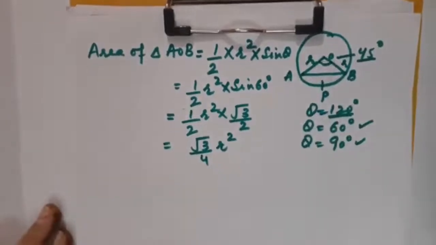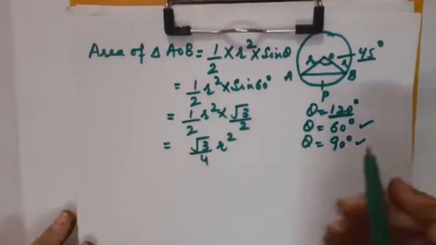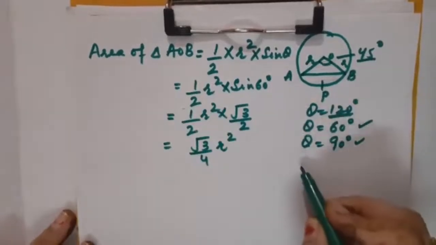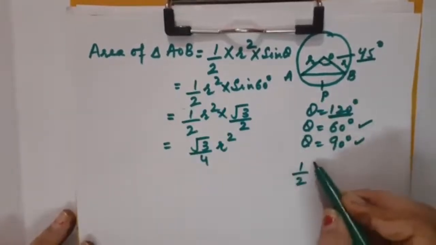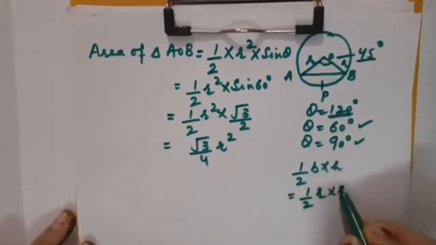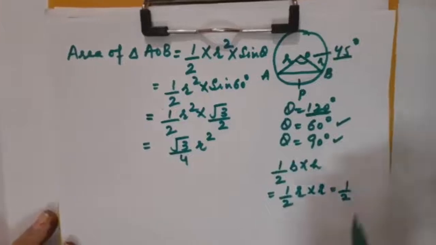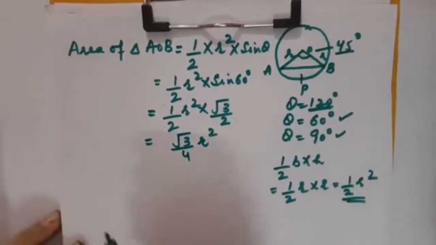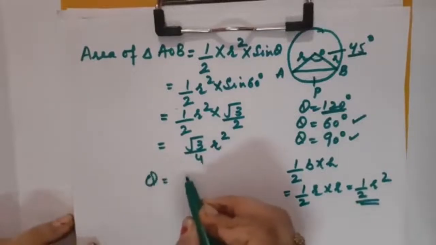Now in the same manner, I am going to apply the same formula when theta is 90 degree. Okay, children? Otherwise we were applying half into base into height, or base into height was half into r into r, that is half into r square. This formula we were going to apply actually. Fine. So now let us check when theta is equal to 90 degree.